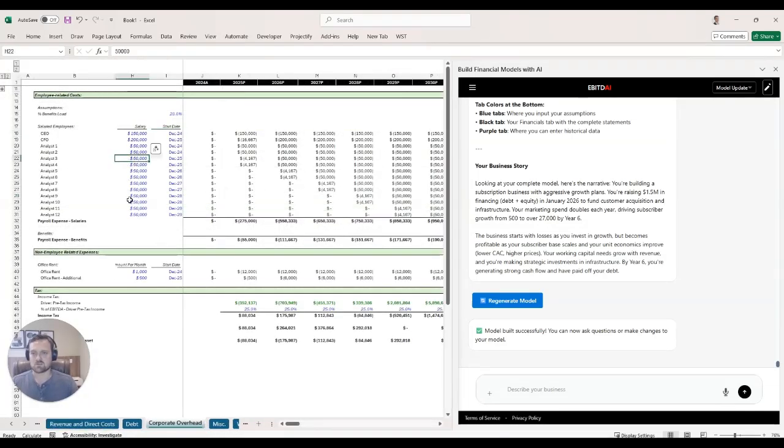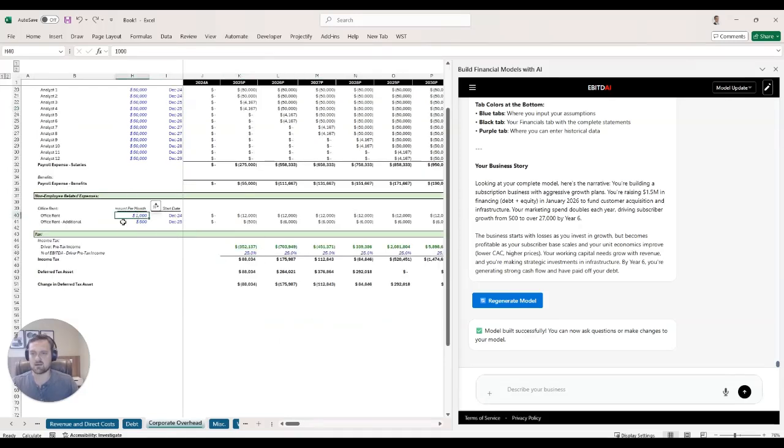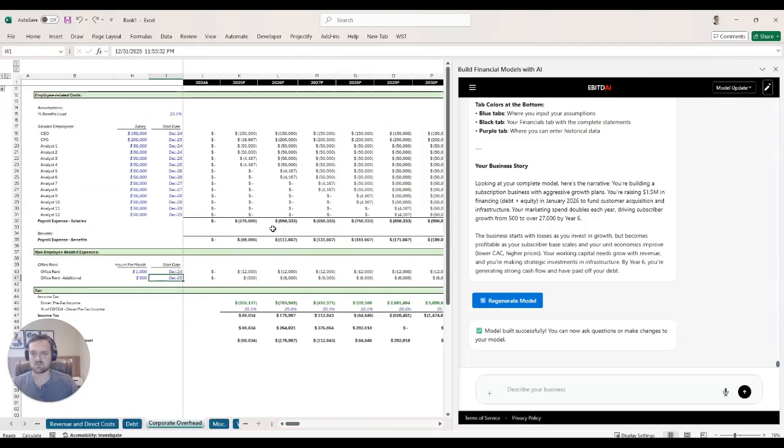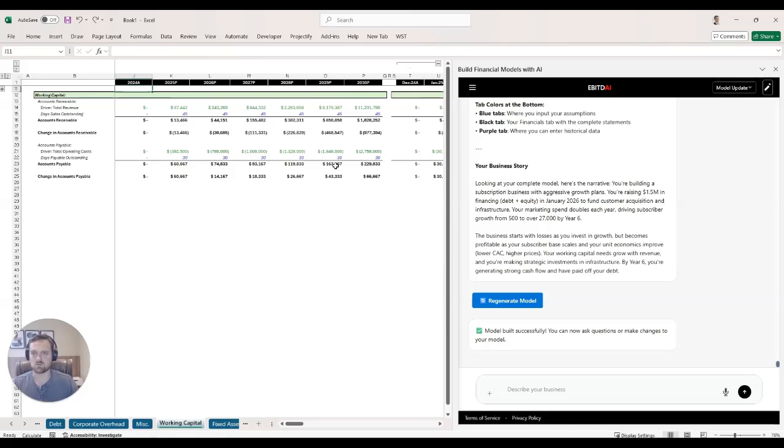Let's go over to corporate overhead. You can see it's capturing new employees pretty well. We have income tax, we have the office rent, and then the additional office rent after December 2025. All of this is correct. Benefits load of 20% is calculating correctly off of the total of payroll expenses. So this is perfect.